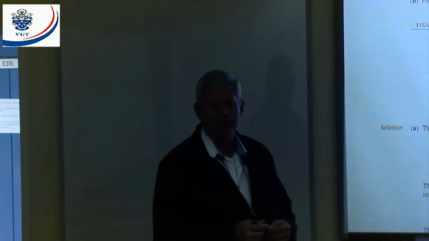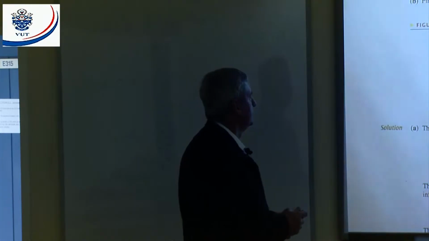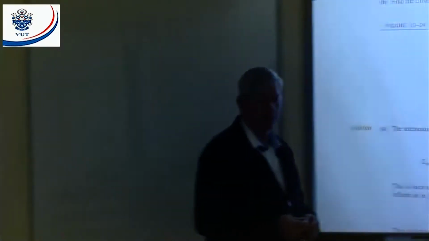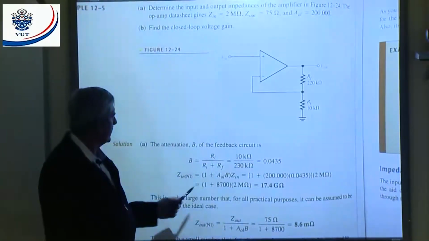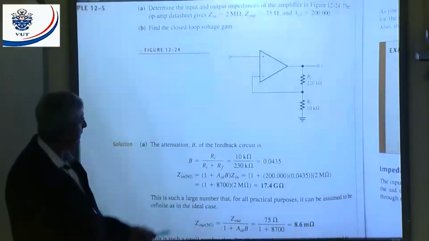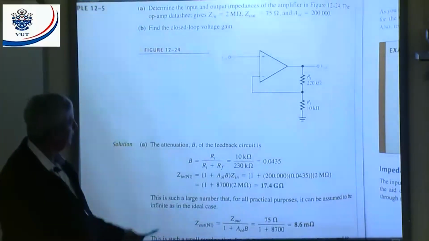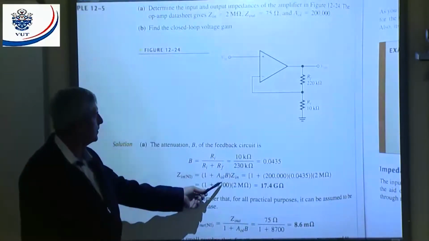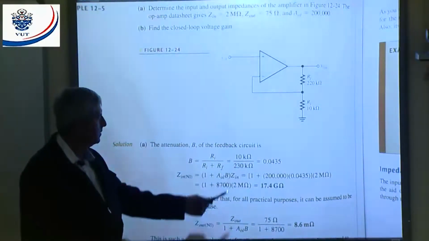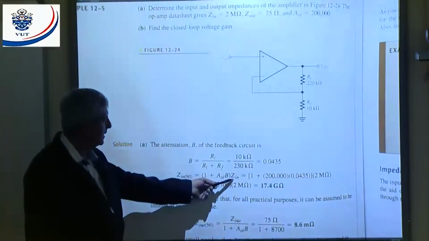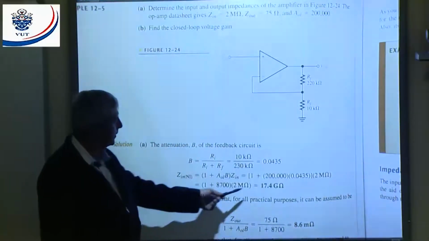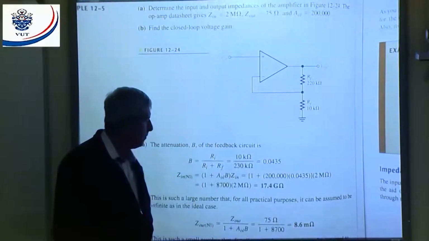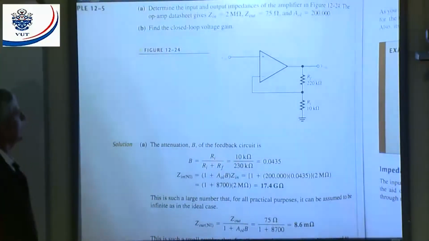Now we're going to work out Z in of a non-inverting amplifier as 1 plus the open loop gain times my attenuation times Z in. This Z in is of the device itself, and when we work it out, we get a value of 17.4 gigaohm. You can see it increased from 2 meg to 17.4 gigaohm. That means a much higher input impedance of the complete circuit. Let's look at the output impedance. It is also going to decrease by that factor. The output impedance was 75 ohms, and now it decreased to 8.6 milliohms, a much smaller resistance.